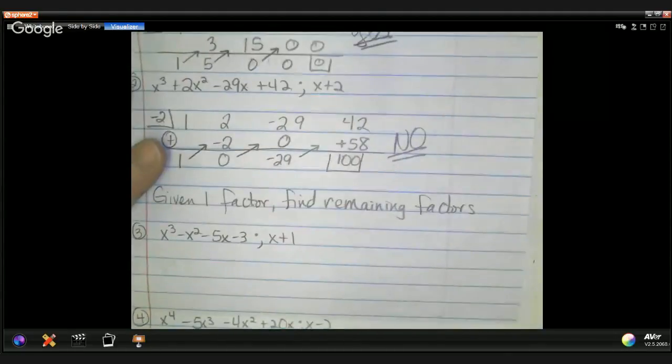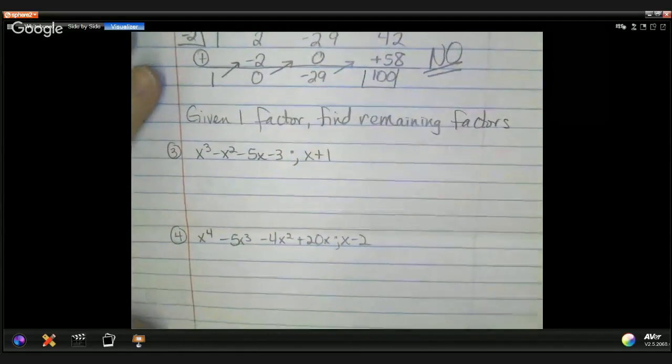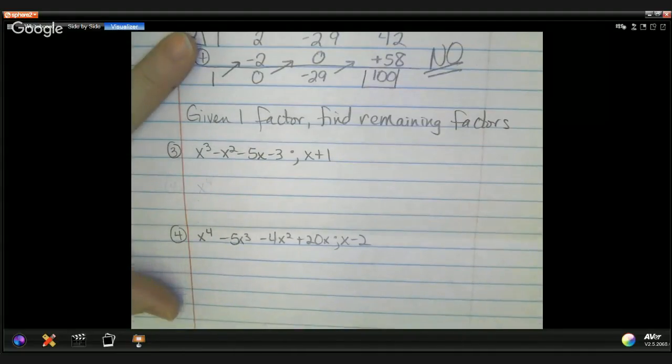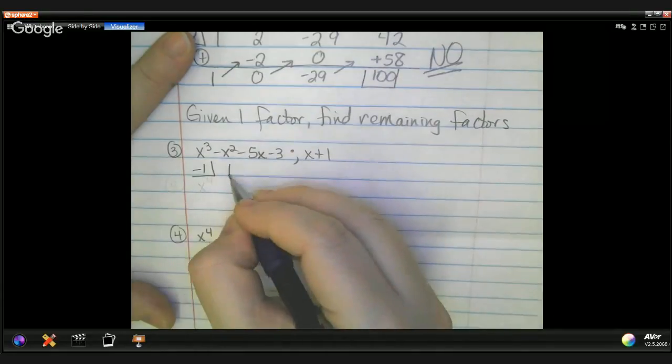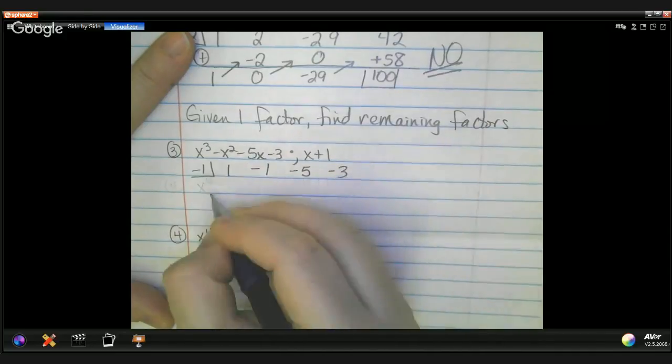So we have 3 different examples. Let's start with these 2. Take a second to copy these down and go ahead and use synthetic division. Once you're ready, press play, and then we'll talk about factoring them. So you should have had negative 1 in the box with a 1, negative 1, negative 5, and negative 3.